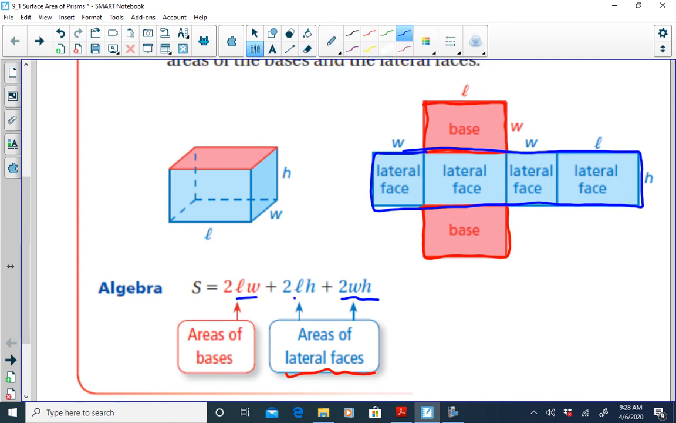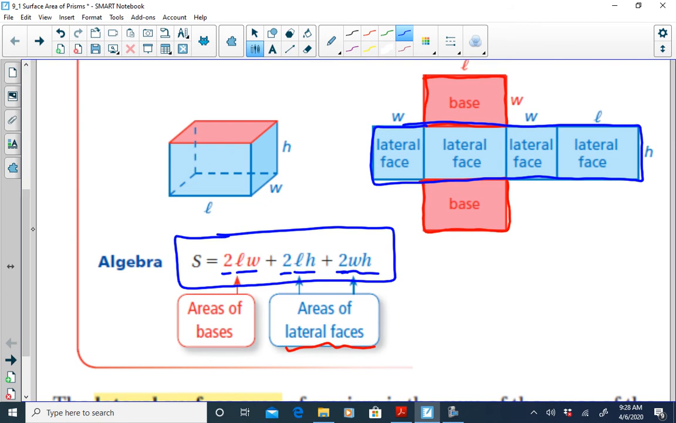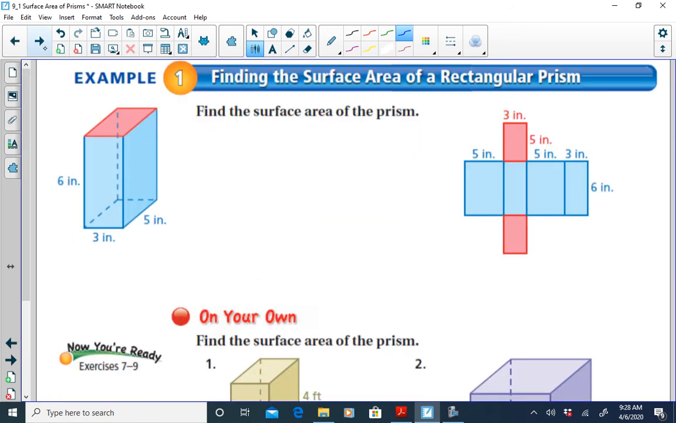Length times width, length times height, width times height. We have 3 rectangles, and then we have to double each one of those areas because each of the rectangles that we find has an opposite side. But to make all of that easy, we simply use this formula, and the formula is very, very simple to use. So once again, the lateral area or the lateral surface area of a prism is the sum of the areas of the lateral faces. Lateral faces are the faces that are not your bases.